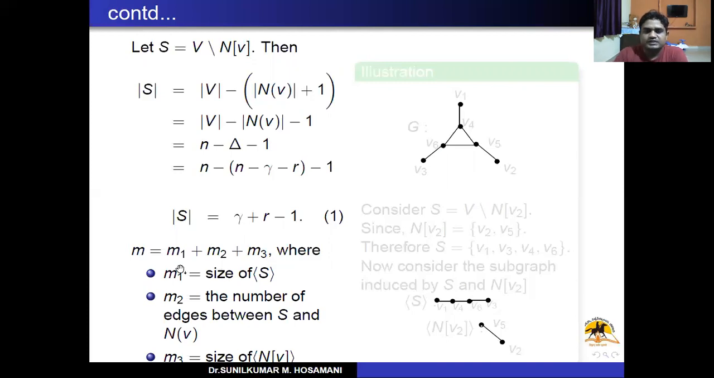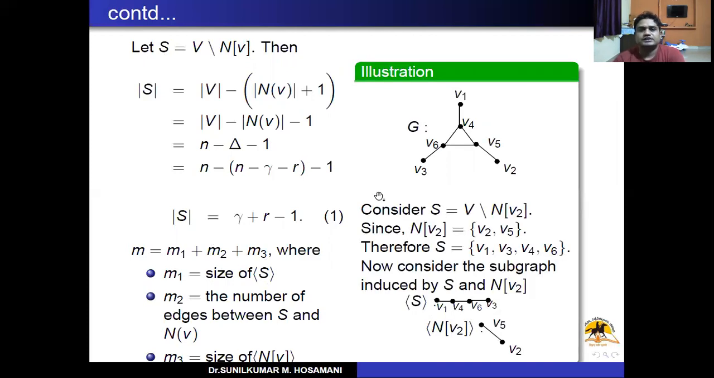Here my m1 is the size of the induced subgraph, that is, a subgraph which is induced by this set S. And second, m2 is the number of edges between S and the open neighborhood of V, and m3 is the size of the closed neighborhood of V. Okay, so for illustration, consider this graph.